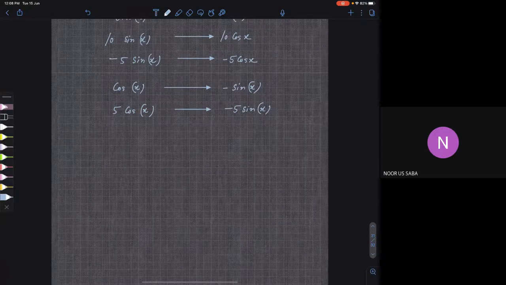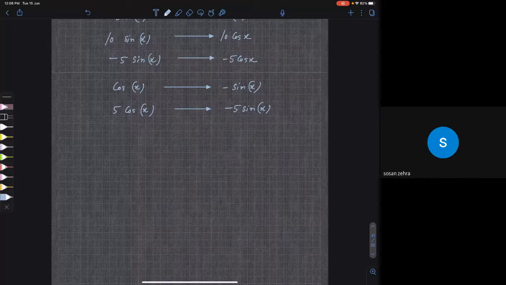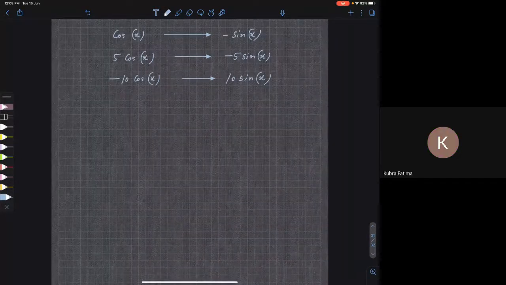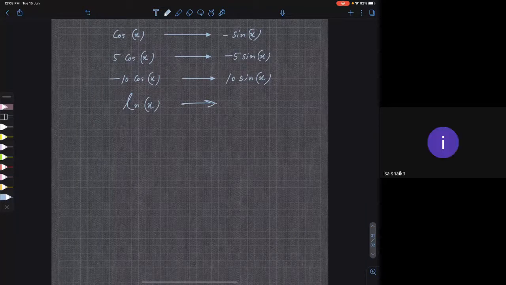What is the derivative of minus 10 cos x? 10 sin x. Okay. What is the derivative of natural log of x? 1 by x.